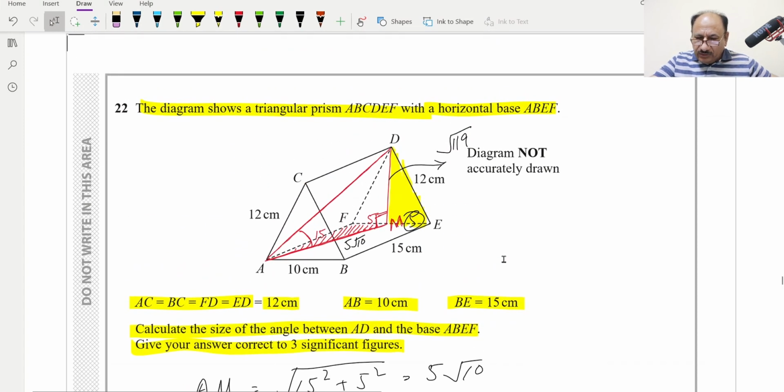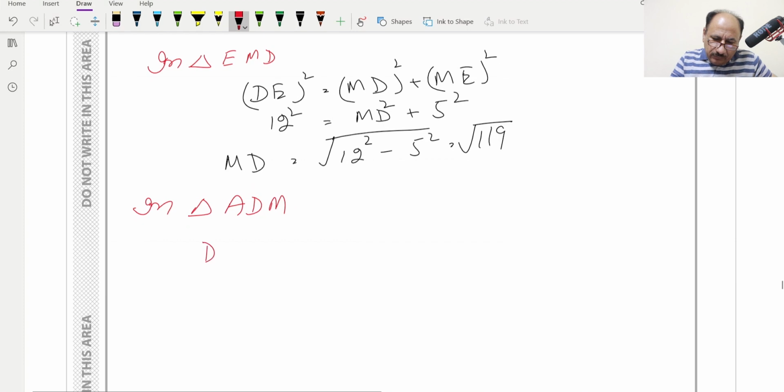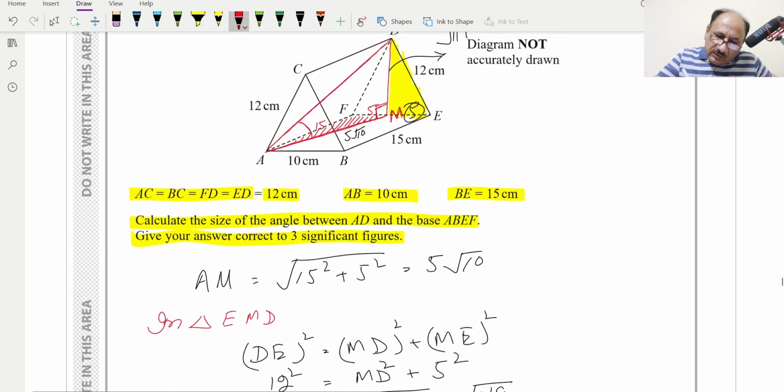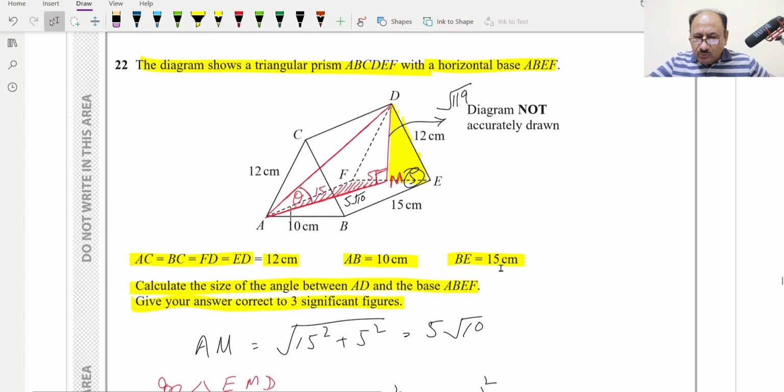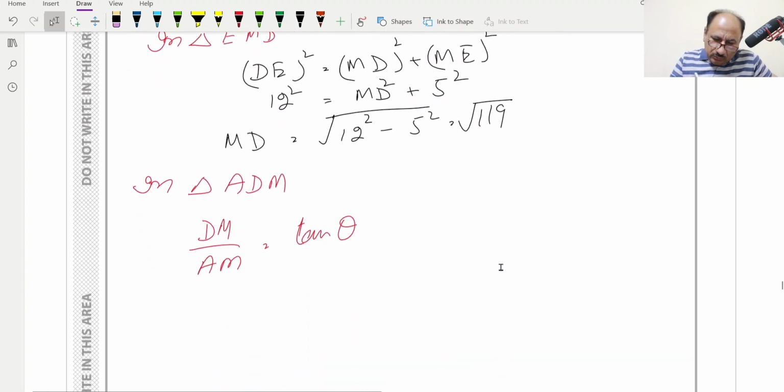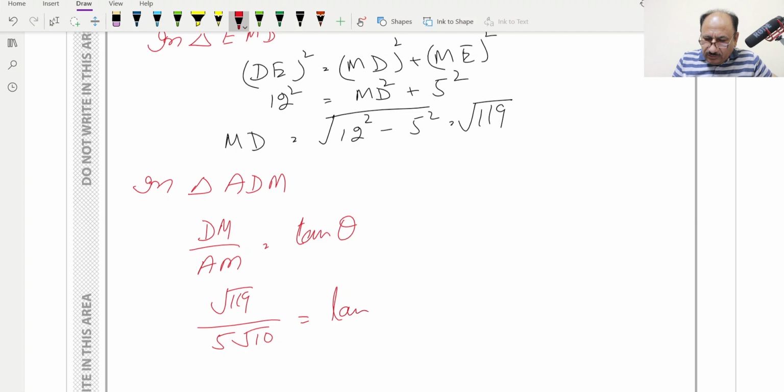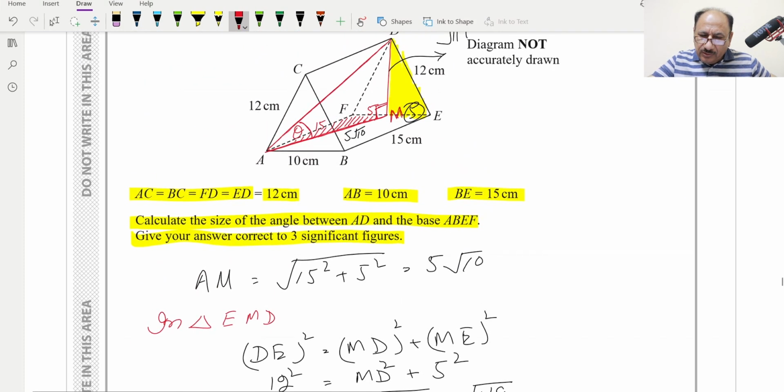Now in triangle ADM, we can consider DM over AM. DM over AM is equal to tan theta, and theta is this angle. So it will be root 119 over 5 root 10, so we can write root 119 over 5 root 10 is equal to tan theta. This will be this one, 5 root 10.